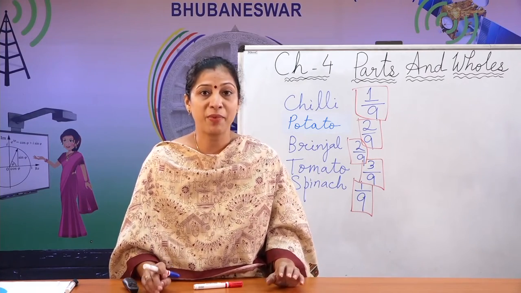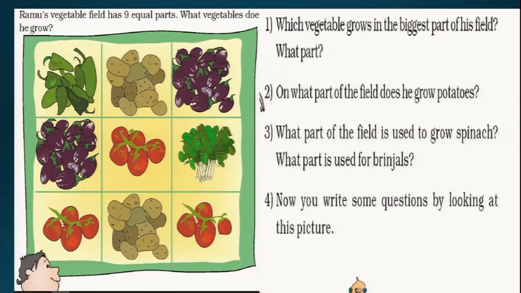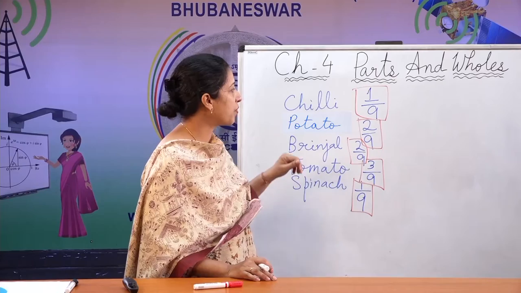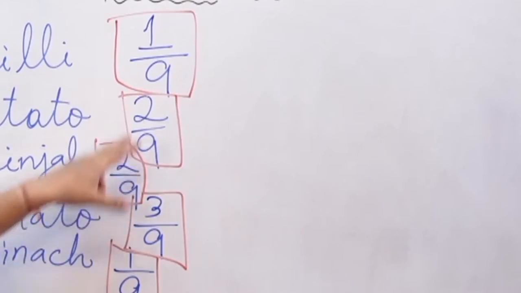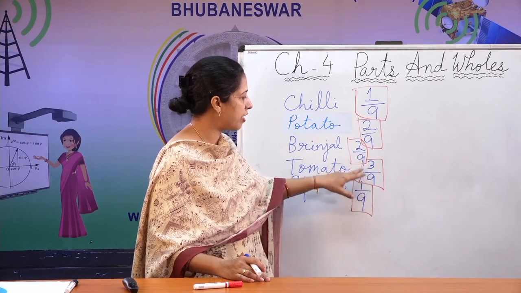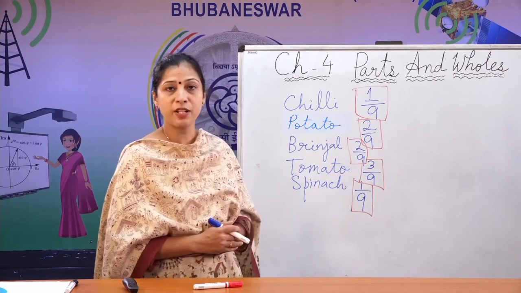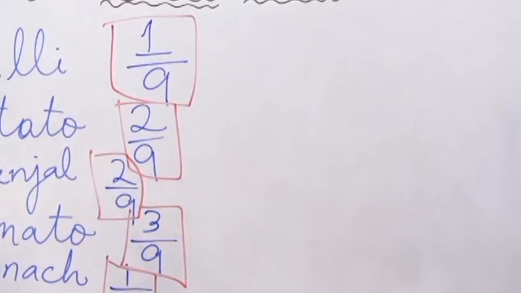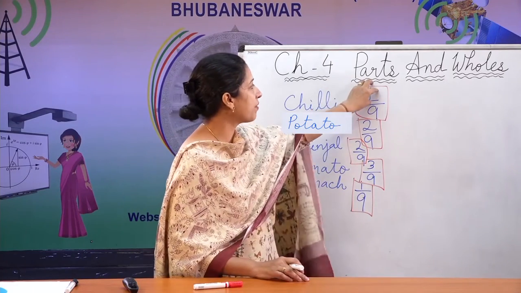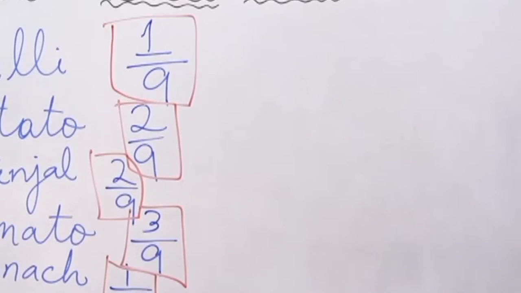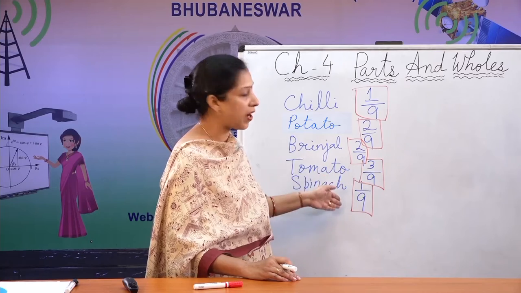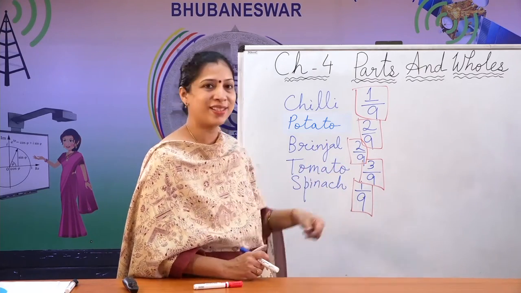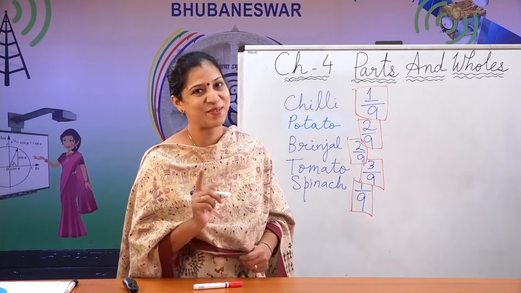So when we compare the first question, which vegetable grows in the biggest part of the field? When we compare any fractions, we have to see if the parts are the same. Here the parts are the same, 9 part, 9 part, 9 part, 9 part, 9 part. Out of 9 parts, which part is maximum? That means which upper number? The part, I had told you, is the number which is on the top. That is a part from the whole. So can you see here and find out on your own which part is the maximum, the largest number out of it? Yes, children, it's very easy.